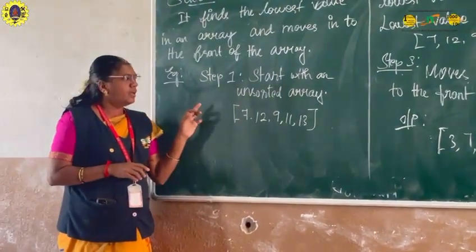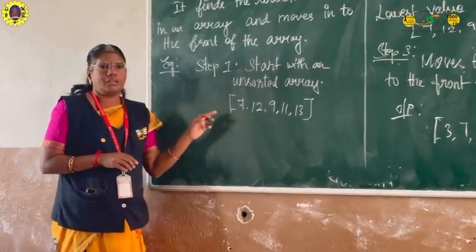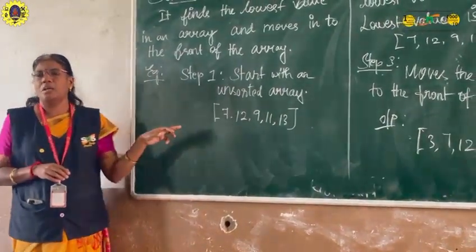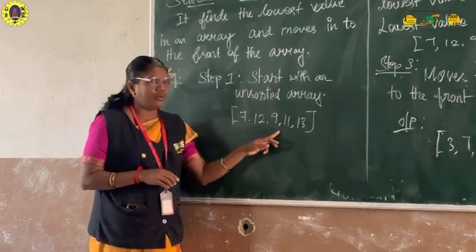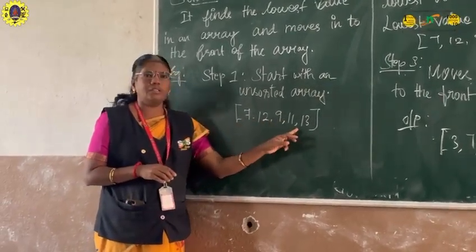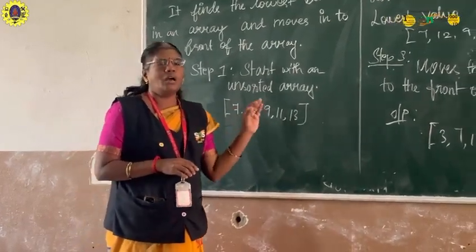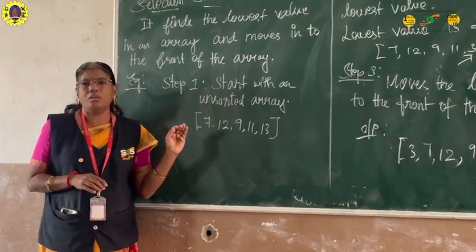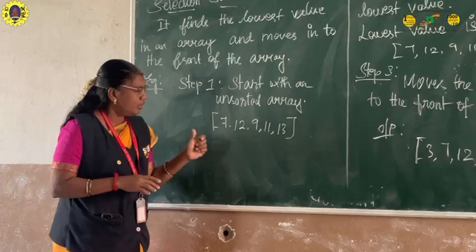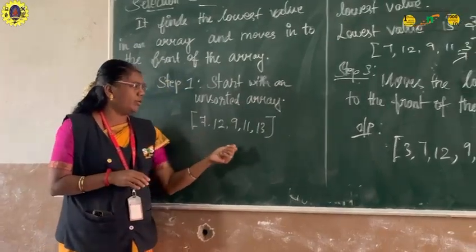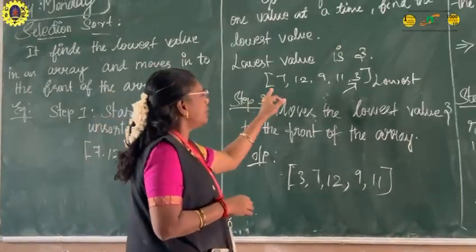In the selection sort, the first step is to take the array of elements to be sorted. For example, the array contains 5 elements: 3, 7, 12, 9, 11. These 5 elements are going to be sorted in ascending order. In that array, we have to check whether there is a lower number.